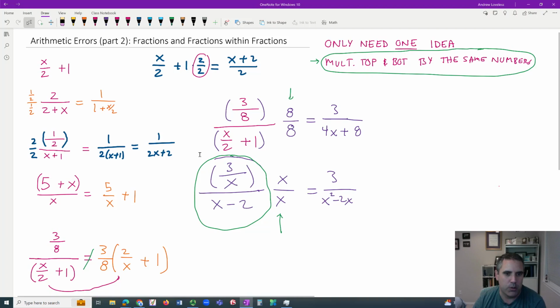All right, hope that makes sense. Hope that helps you, and hopefully you won't make these errors when you take your calculus courses.